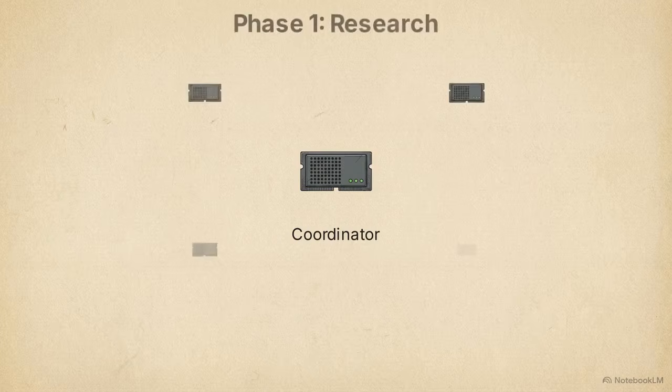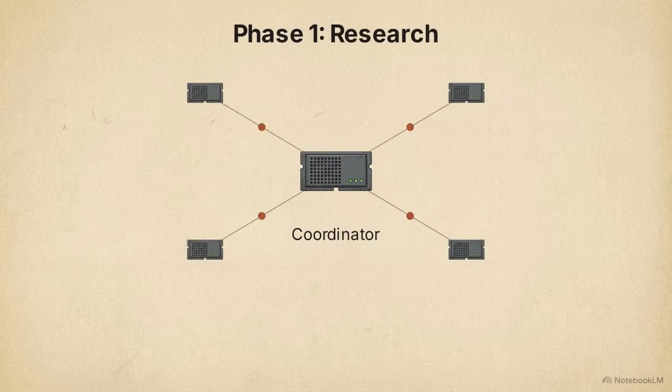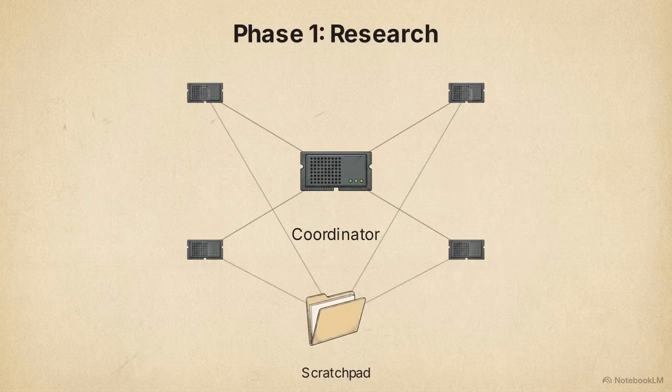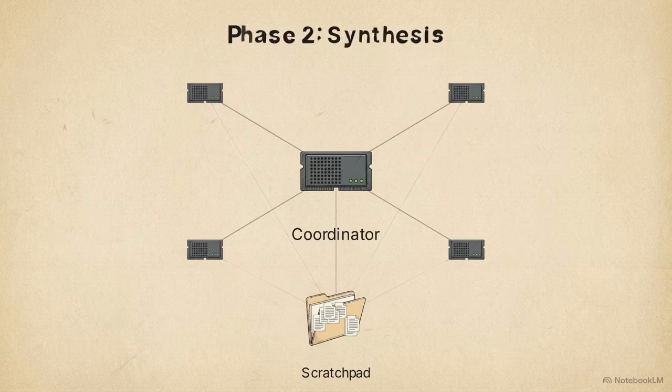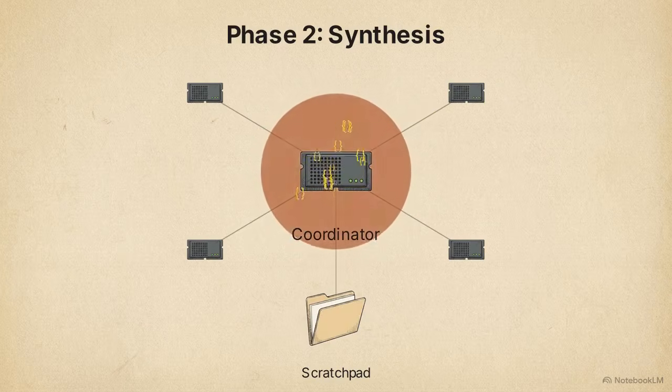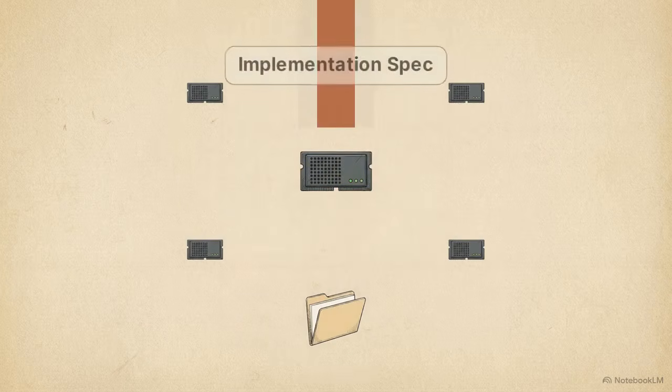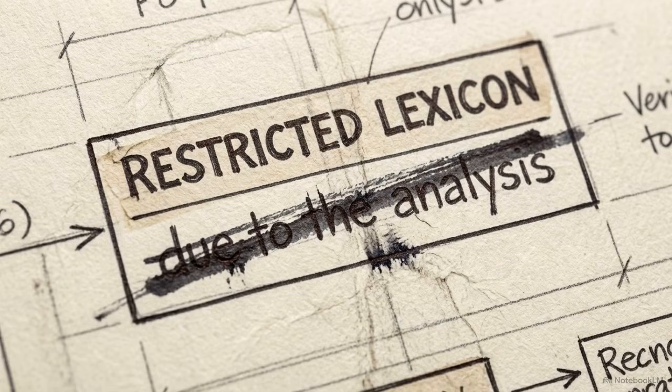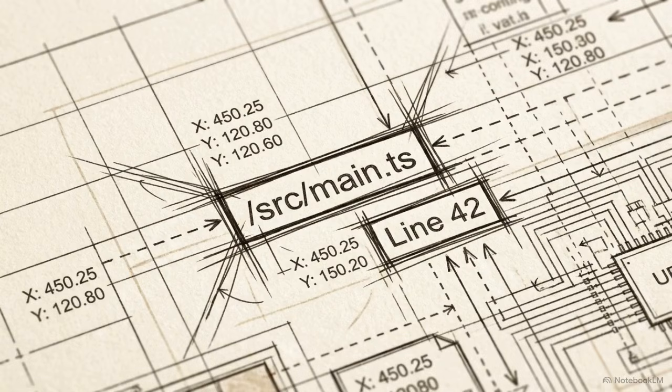In Phase 1, research, the coordinator dispatches parallel worker agents to investigate the code. These workers operate autonomously, sharing their findings in a permissionless central Scratchpad directory. Phase 2 is synthesis. This is the architectural bottleneck, where all research from the workers flows back up to the coordinator to be converted into instruction. The prompt engineering here is aggressive. The coordinator is explicitly banned from using vague phrases like "based on your findings." Instead, it must write absolute implementation specs containing exact file paths and specific line numbers.